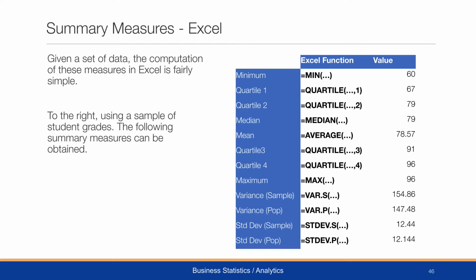So given a set of data, the computation is fairly easy. Again, using the grades that we had before, we have the minimum function in Excel, the quartile with 1, a quartile with 2, the median function, an average, quartile with 3, quartile with 4, the max, the sample variance, a population variance if we needed to, a sample standard deviation, and a population standard deviation. These are the values that it computes.